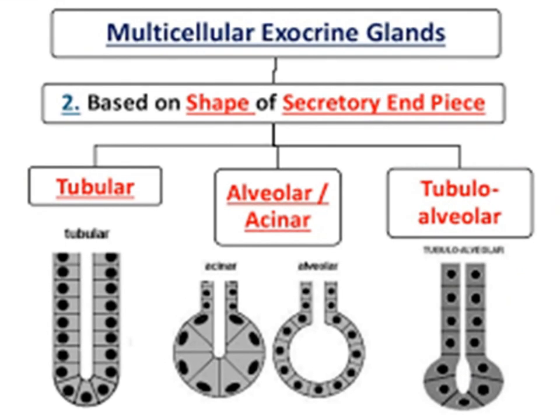The next one is multicellular exocrine glands. Second classification is made based on the shape of the secretory end piece, or we can say based on their secretory units. Here it is classified as three: the first one is tubular, the second one is alveolar or acinus, and the third one is tubulo-alveolar. Let us see this explanation.